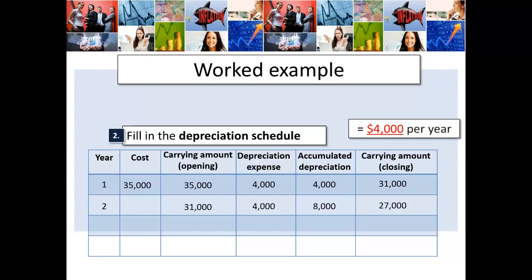In year 2, cost doesn't change. The carrying amount is transferred from the carrying amount closing the year previous, that was $31,000. Depreciation straight line stays at $4,000. Now we've got 2 years of that, so it's $8,000. $35,000 less $8,000 gives us $27,000. That $27,000 carrying amount closing transfers to the carrying amount opening of the next year, and the pattern repeats itself.